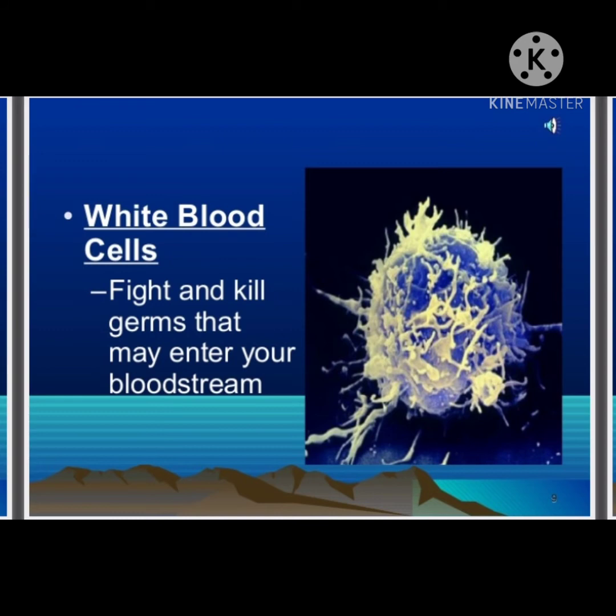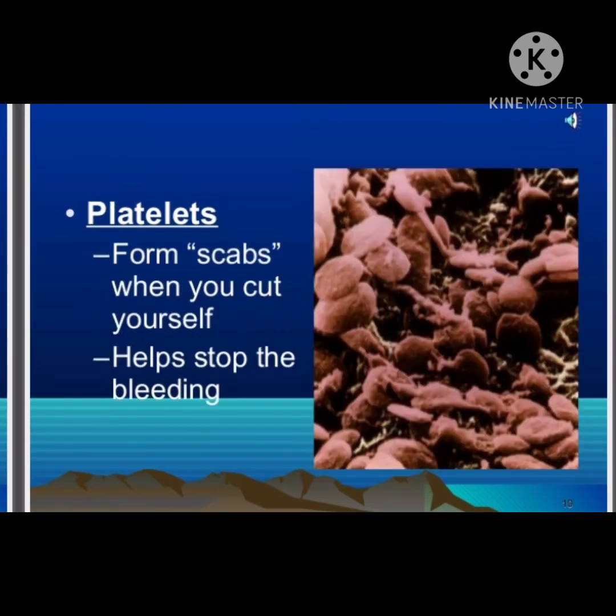Then the blood vessels. Mainly there are three types of blood vessels. They are the arteries, veins and capillaries. Arteries are the blood vessels which carry the blood from the heart to different parts of the body. Okay, at the same time, veins carry the blood from different parts of the body back to the heart.